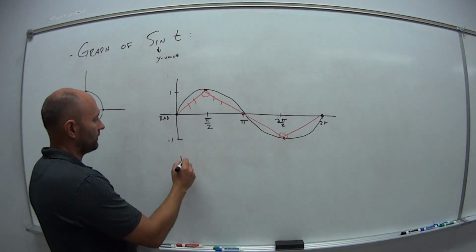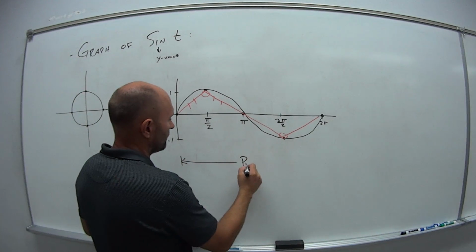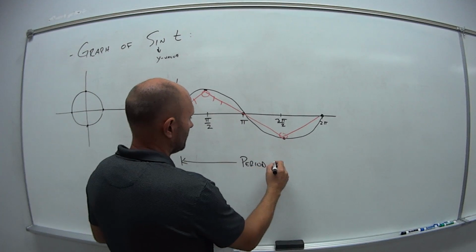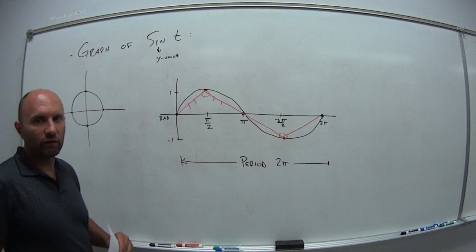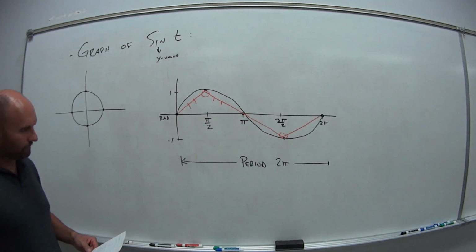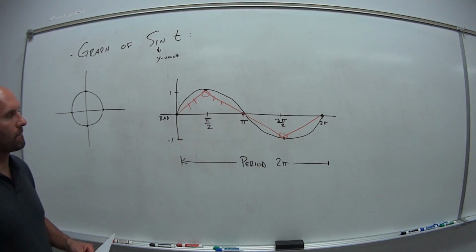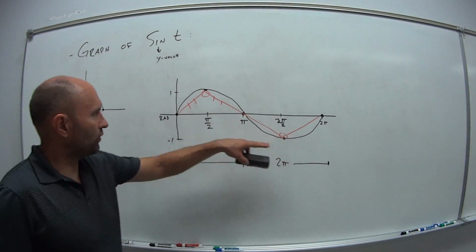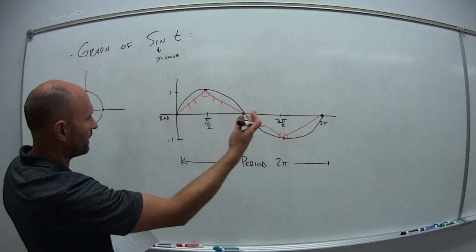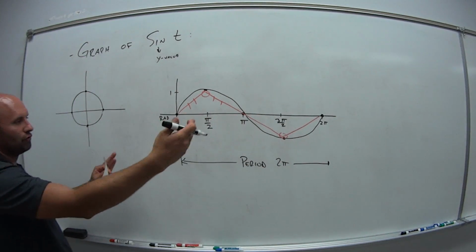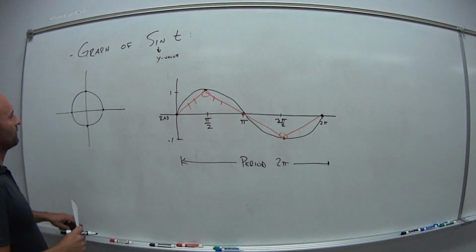And again, you can see that our entire period here, so to go one complete cycle, is a distance of 2 pi. So that's our basic graph of sine of t. It keeps going to the right, it keeps going to the left. This is just one period that we're looking at.